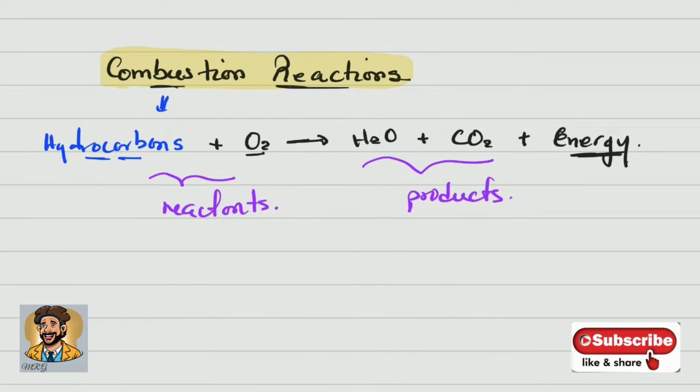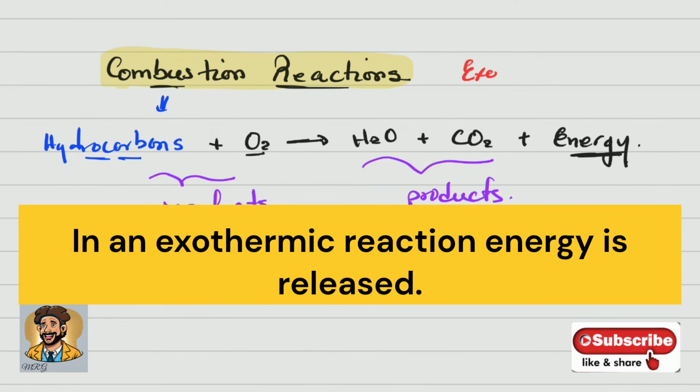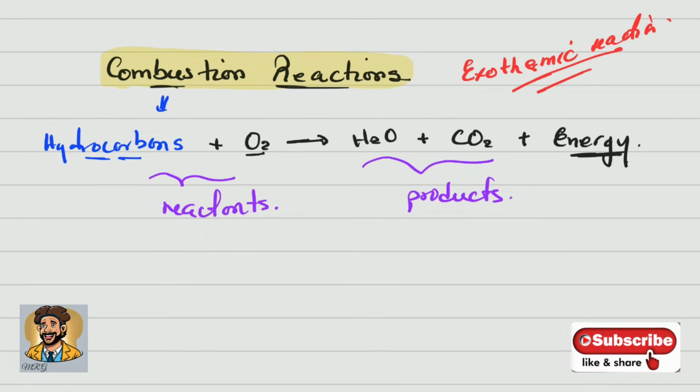It doesn't matter which hydrocarbon you use, you will always have to add oxygen, and in the product you will always get water, carbon dioxide and energy. And because you are releasing energy, this is an exothermic reaction. This is an exothermic reaction because energy is being released here. Alright, so this is not the problem. This is the first part of oxidation reaction. Is quite simple. The tricky part could be when you get now an equation and you have to balance.